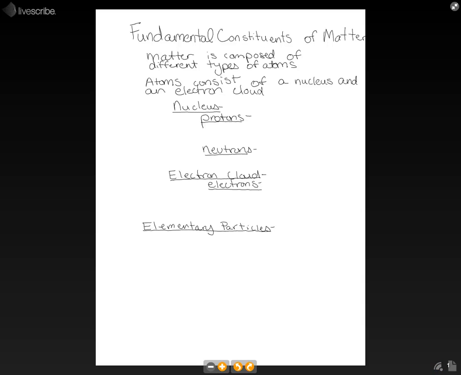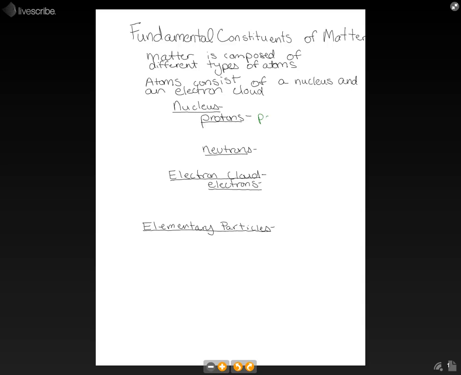Fundamental constituents of matter. So we know that matter is composed of different types of atoms, and atoms consist of a nucleus and electron cloud. Let's go through and look at these a little closer. So we first have our nucleus, we're going to talk about, and the protons that reside in the nucleus.